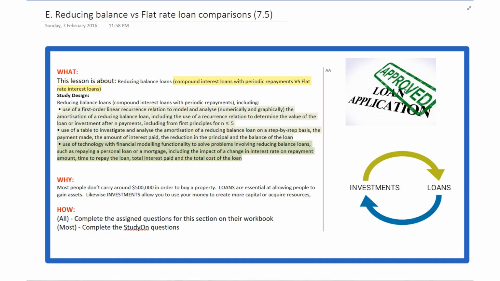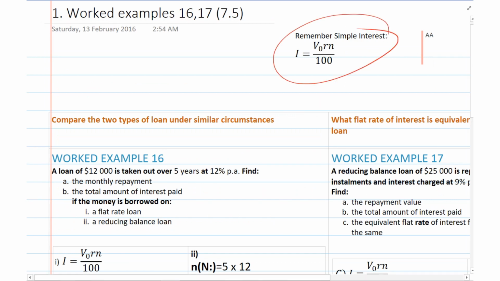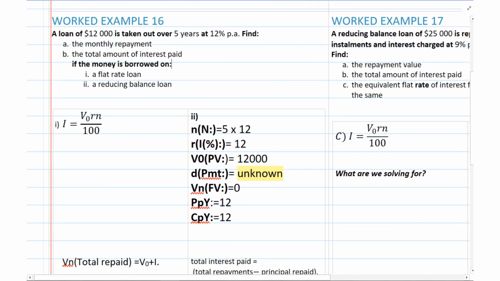Okay, so what we're talking about today is reducing balance versus flat rate loan comparisons. Let's start off by remembering that simple interest has this formula here, and we're going to use that straight up here. In the first worked example, we've got a loan of 12,000, that's V0, over 5 years, which gives us our number of years.